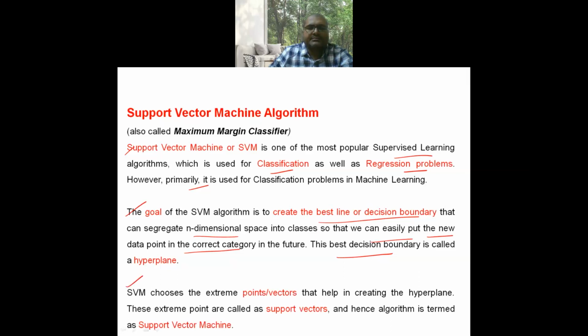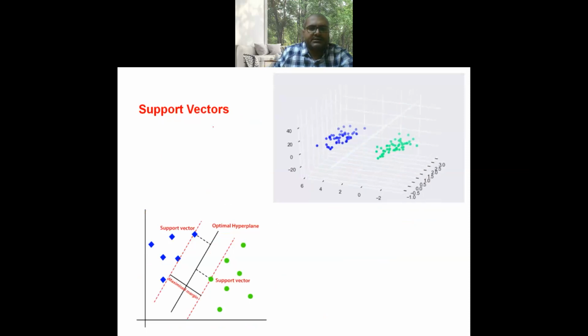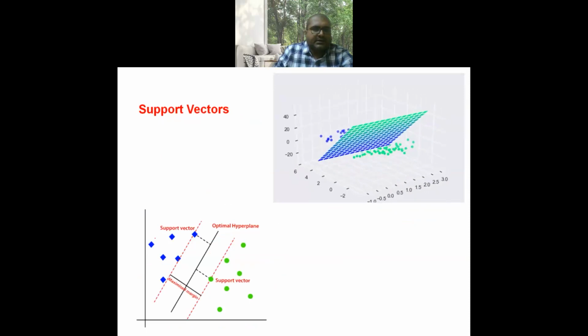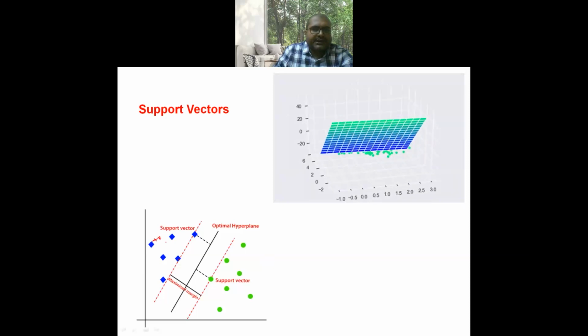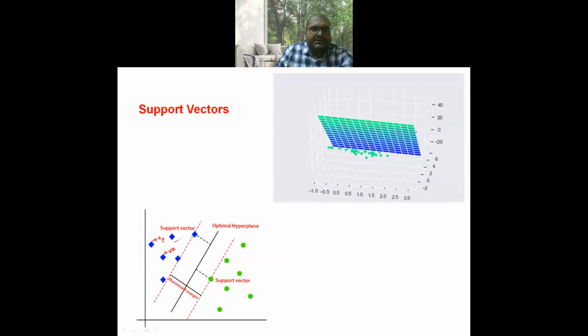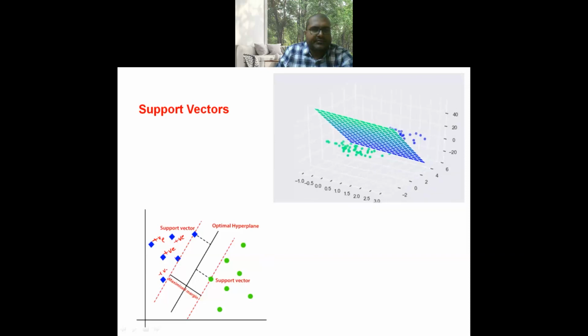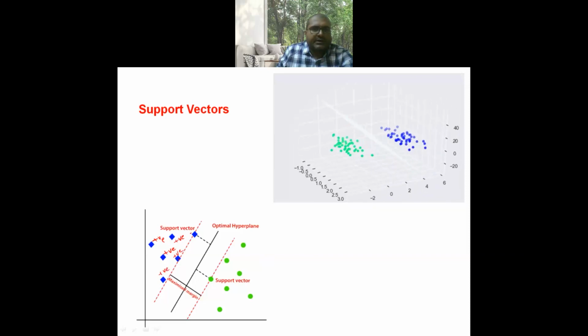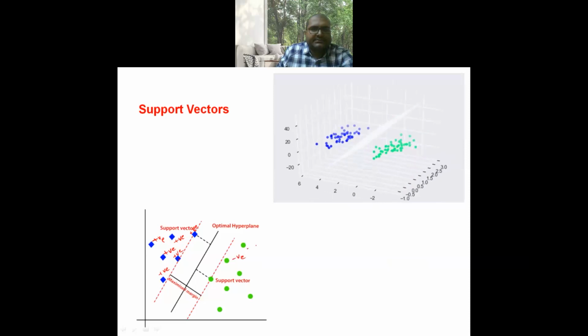SVM chooses the extreme points that can help in creating the hyperplane. These extreme points are called support vectors, and hence the algorithm is named as support vector machine. Support vectors consider two types of data points. These are positive data points and these are negative data points.